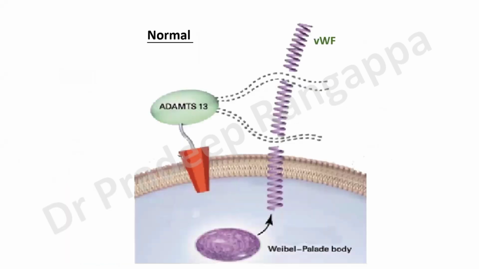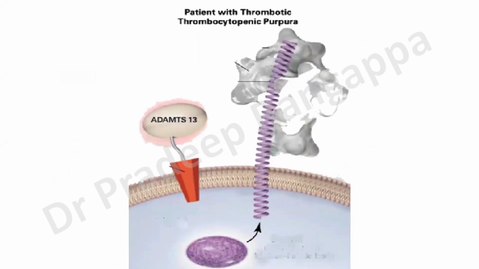This is just another pictorial representation. Your von Willebrand factor is produced by the Weibel-Palade bodies, and this is ADAMTS13. As you see, it breaks the von Willebrand factor into smaller polymers, so that adhesion of platelets to it does not happen. In TTP, as you see, there is no cleaving process. The von Willebrand factor is not cleaved or broken down, so it tends to cause clumps by attaching to the platelets.